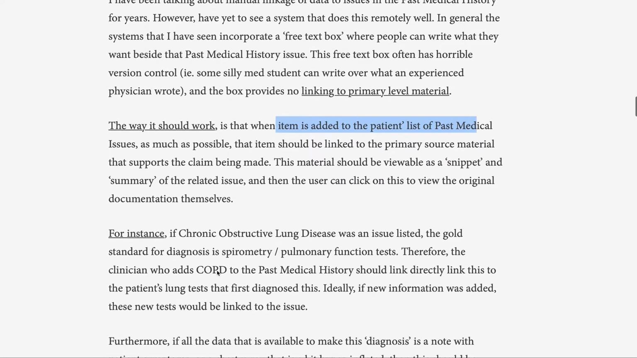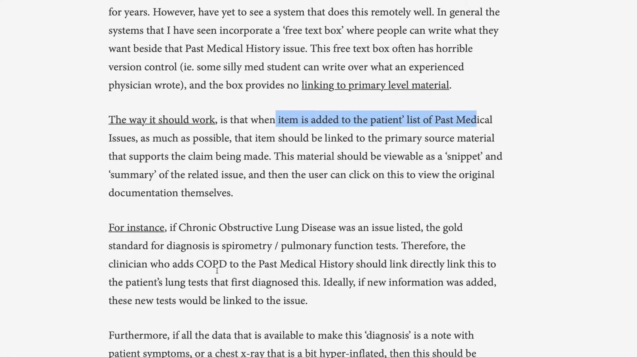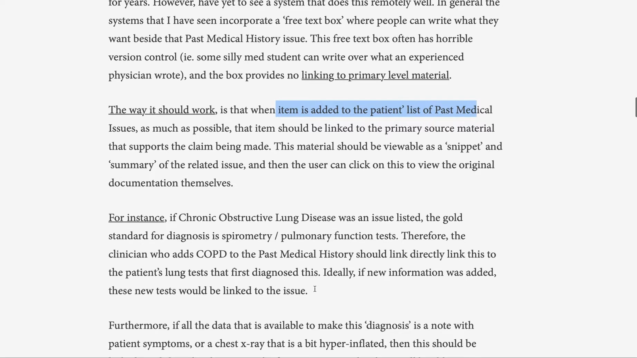For instance, if chronic obstructive lung disease was listed as an issue, let's say that the gold standard for diagnosis is spirometry and pulmonary function tests. Therefore, the clinician should be able to link the issue of COPD in the past medical history directly to the patient's lung function test when it was first diagnosed. And ideally, as new lung function tests and spirometry are added, these should be able to easily link back to that particular past medical history issue.